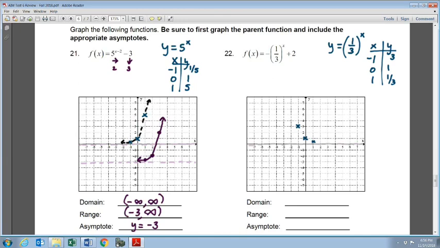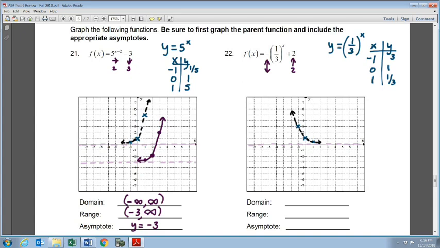Remember, our parent function with exponential functions is always going to have a horizontal asymptote at y equals 0. All right, so now we need to look at the transformations we need to make, or the shifts or reflections. Notice, because of this minus out front, we're going to have, oh, I'm sorry, I didn't finish drawing my graph there. So we're going to have a reflection through the x-axis, and because of the +2, everything's going to be shifted up 2.